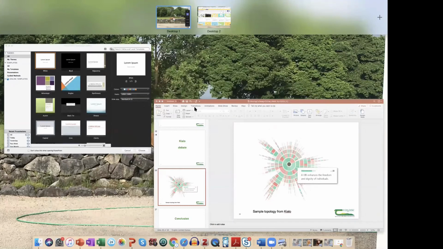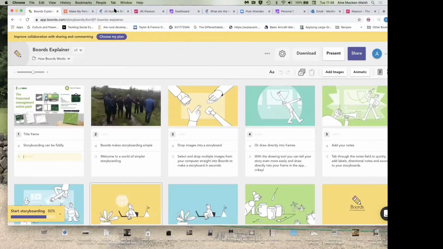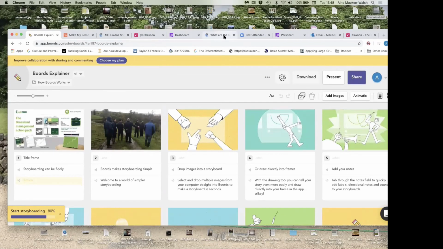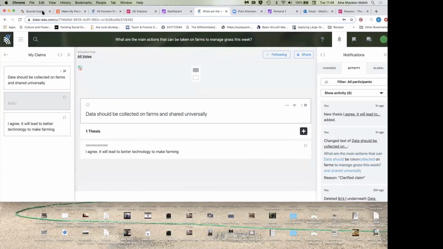Where am I gone here now? Try and find it here. We asked the question put together earlier: data should be collected on farms and shared universally. It's a little bit provocative.